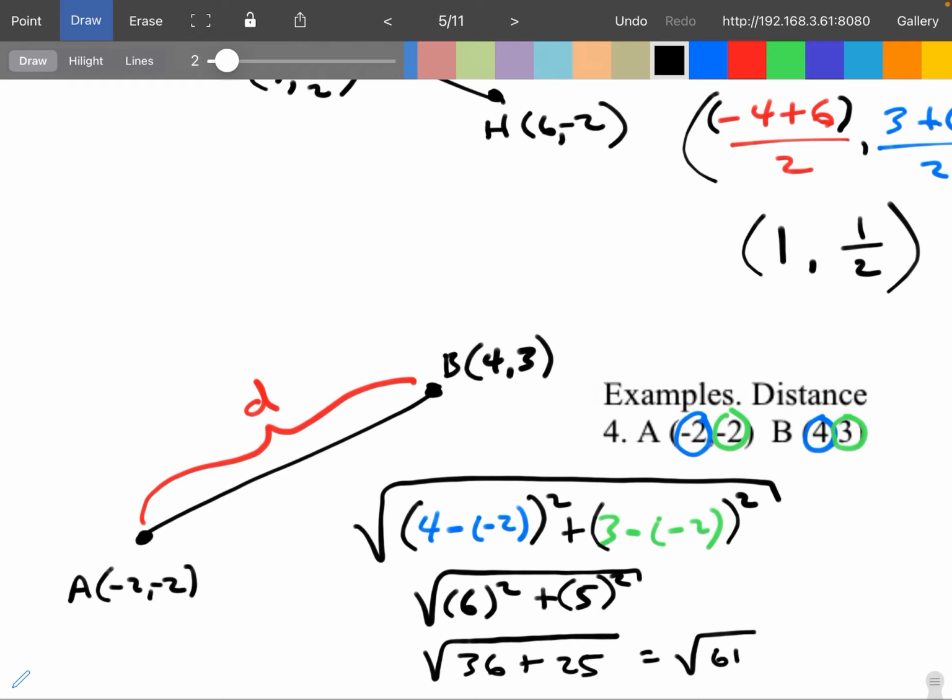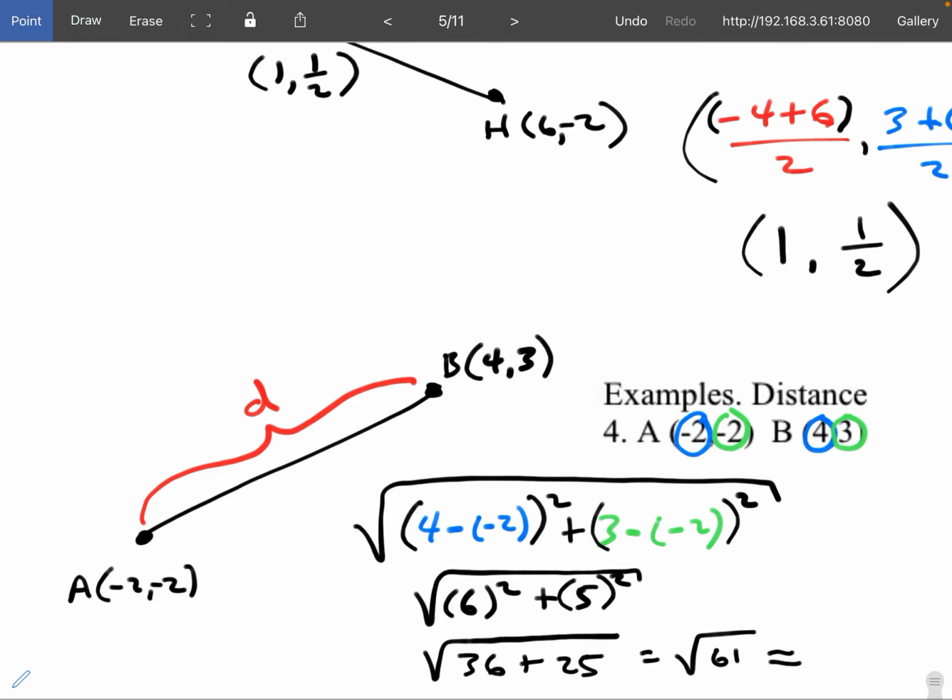So what's 6 squared? 36, good, plus 25. 5 squared is 25. So now add those together under the square root. What's 36 plus 25? 61. Now 61 is not a perfect square, right? So we're going to get some kind of weird decimal that goes on forever and never repeats. Okay, hold on, let me punch it in. So what is it, square root of 61?